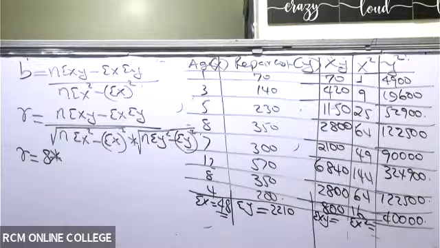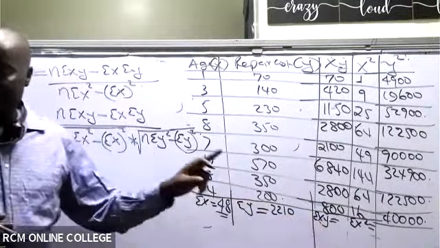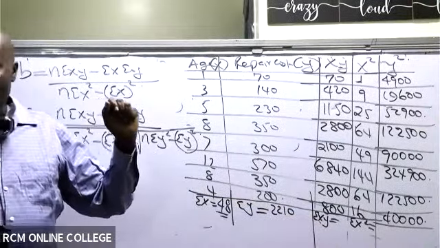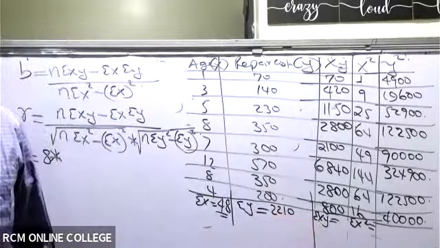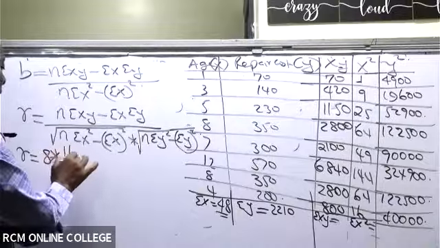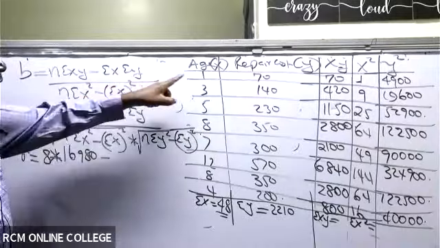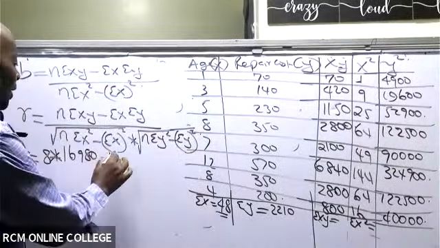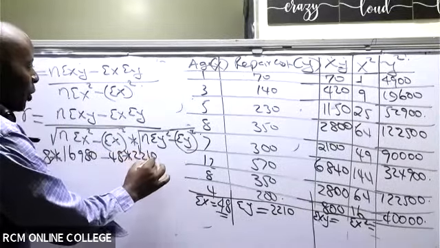Anybody who can remind Mwalimu the summation of xy would really be happy. If I'm reminded, summation of xy, not sum of x alone, not sum of y, summation of xy. Just remember, this xy was 16,980. I hope you are able to remember that. Minus now summation of x times summation of y. Summation of x I have here, it is 48, times summation of y, which I have as 2210.